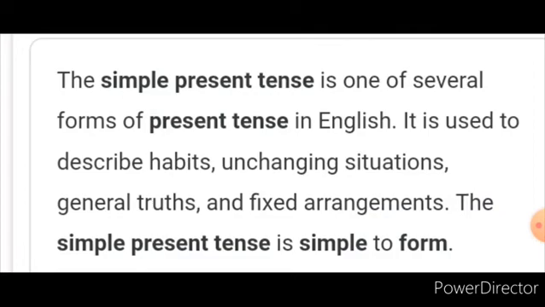Listen, children. Simple present tense means an action that exists or is usual or is repeated. It is the most important of all tenses. It is mainly used to describe habits, unchanging situations, which means a repeated action that takes place daily, general truths, a fact, and fixed arrangements. For this purpose, we can use the simple present tense. It is simple to form. It is the simplest form. We can explain it in a simple way.